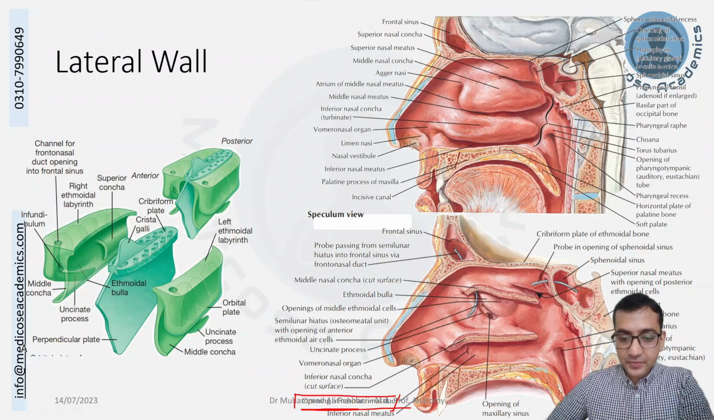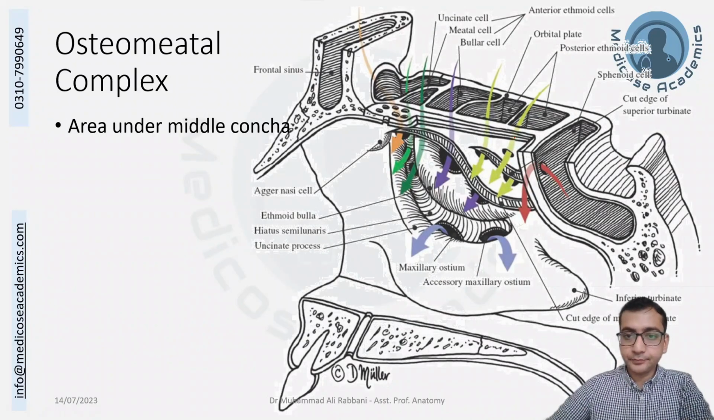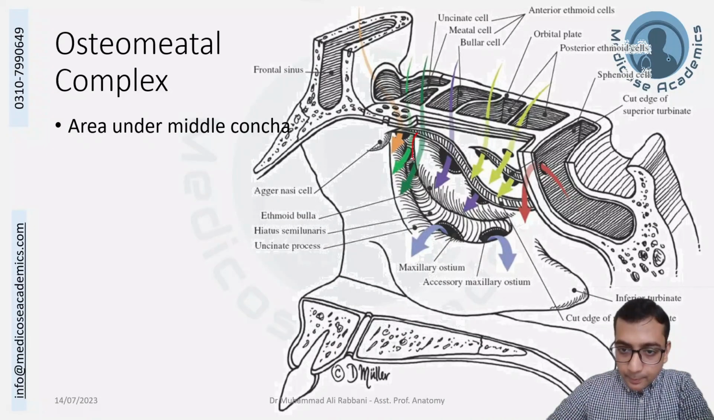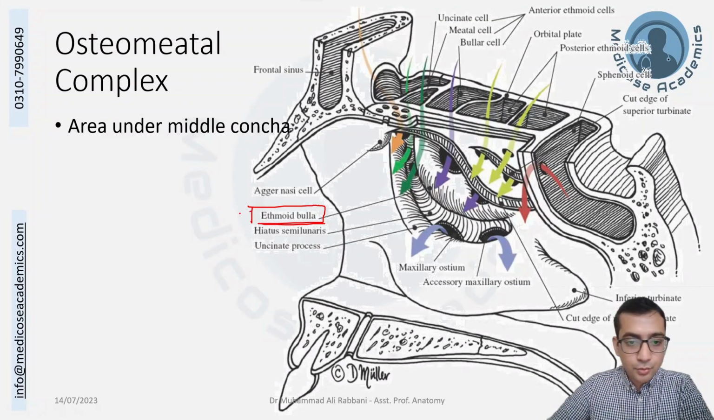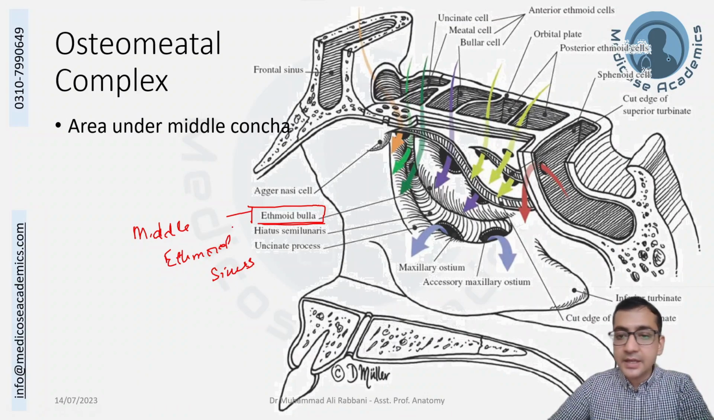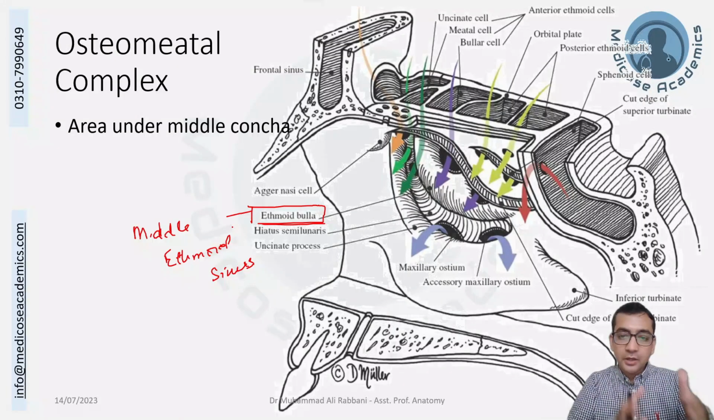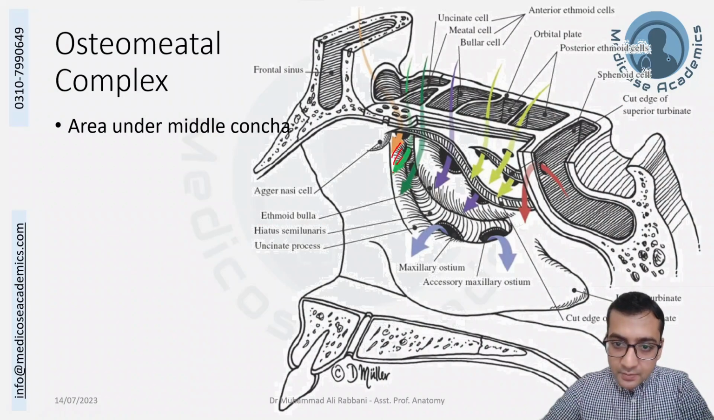Then we are left with the middle meatus. It has a lot of structures and openings, and this whole structure is called the osteomeatal complex. Let us discuss them here. The first thing is the big bony projection known as the bulla ethmoidalis, the ethmoid bulla. It is due to the middle ethmoid sinus air cells, which have raised this wall to form the bulla ethmoidalis. In front of it is the uncinate process. This bone was the uncinate process we saw in the lateral wall. It is right here coming like this.